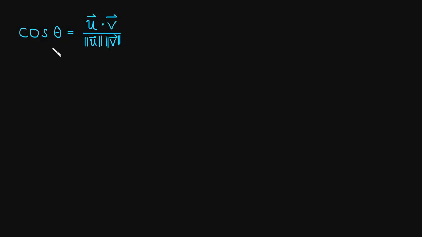In the last video, we learned the definition of the cosine between two vectors. In fact, we pretty much derived this. So we said the cosine of the angle between two vectors is u dot v divided by the length of u times the length of v. So let's see what we can determine about two vectors when they're perpendicular.